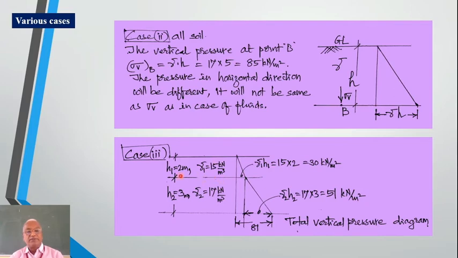So at this level, it will be gamma into H. Because of that, it is 15 into 2, that is 30 kilonewton per meter square. Now below that, it increases at a rate of 17 up to 3. So this additional pressure will be equal to 17 into 3, 51. If you want the total pressure because of the whole soil existing, it will be this 30 plus 51, total 81 kilonewton per meter square. This diagram which shows vertical pressure is known as the pressure diagram, right?